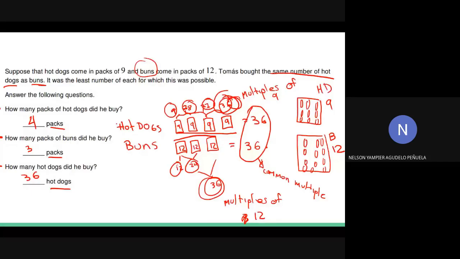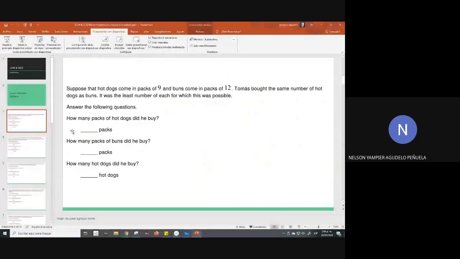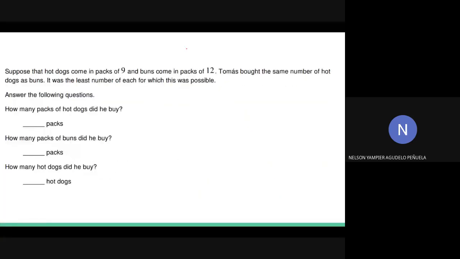So, okay, let me erase this. And let me start again. So how can you do it without making the drawings of the packs and making multiple by multiple by multiple? Because the numbers could be big. You can do it as we saw yesterday.